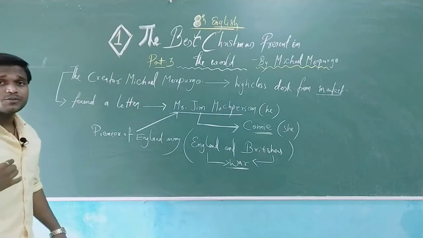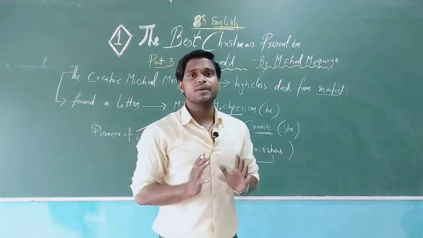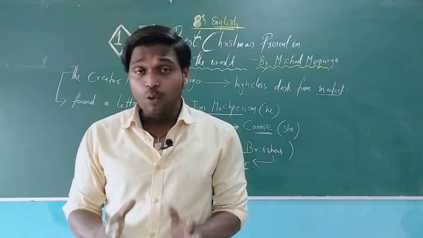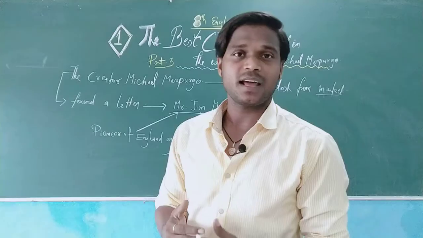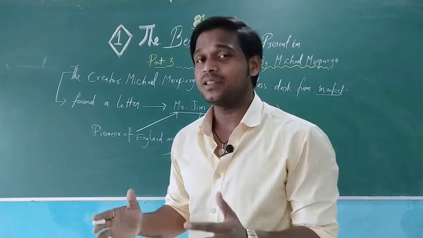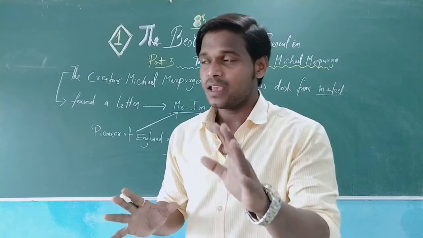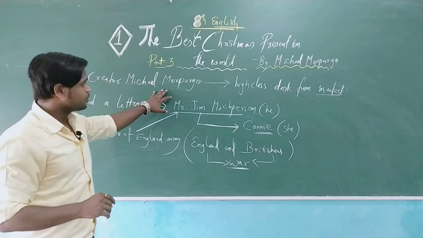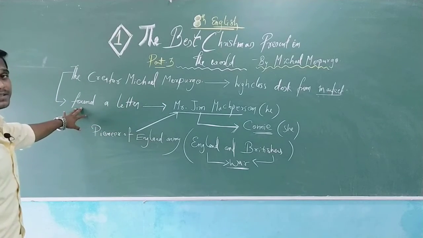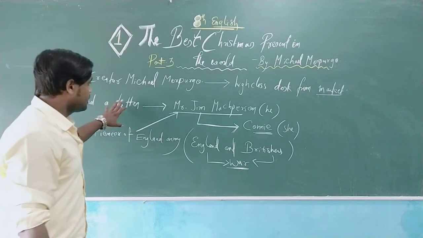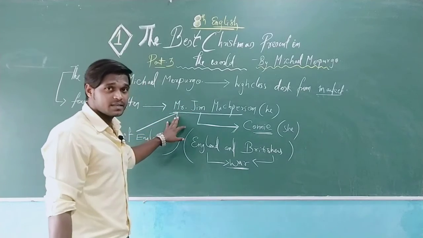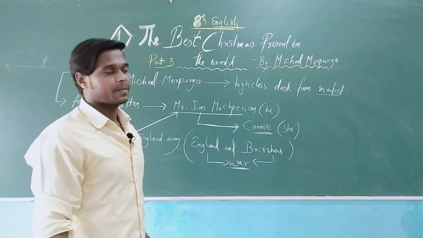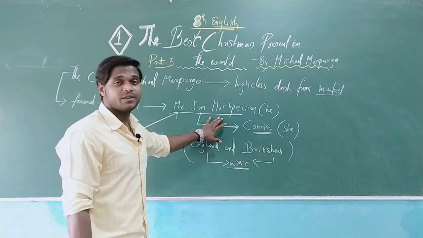I'm just recalling the story to you, my dear students, and trying to make you understand what the story is all about, which characters are playing which role, who is writing a letter to whom, and what will be the climax of the story. I'm trying to explain all these things, so be focused in this story every day. Once again, Mr. Marc-Parago has found a letter. The letter is written by Mr. Jim McPherson. He is the person who is writing the letter.